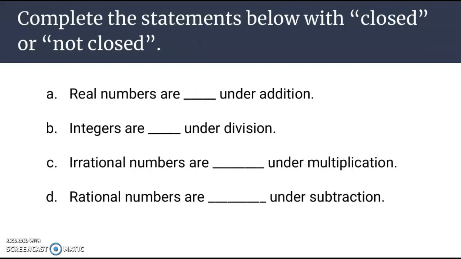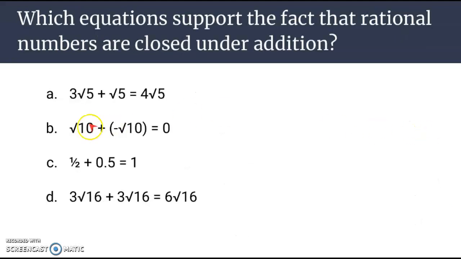Let's look at this one, where we are asked which equations support the fact that rational numbers are closed under addition. The key here is just focusing on the word rational. Look at our choices. We'll go through and simplify them. A is a true statement: 3 square root of 5 plus square root of 5 equals 4 square root of 5. However, that does not support the fact that rational numbers are closed under addition.